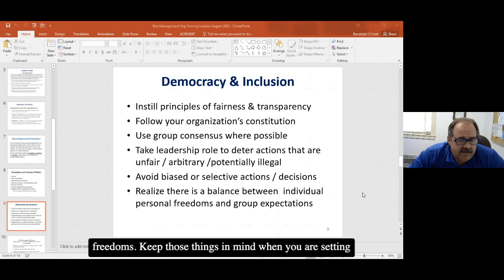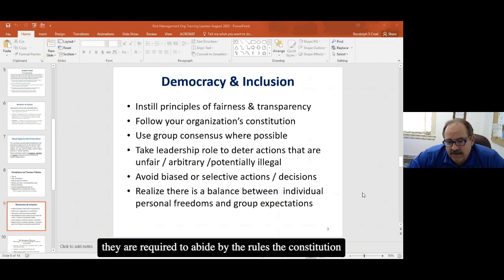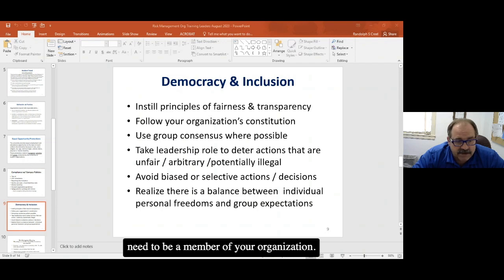So keep those things in mind when you are setting up your organizations and dealing with your members, because they are required to abide by the rules, the constitution of the organization or the group, and make sure that they abide by those. If they cannot do so, then maybe they don't need to be a member of your organization.